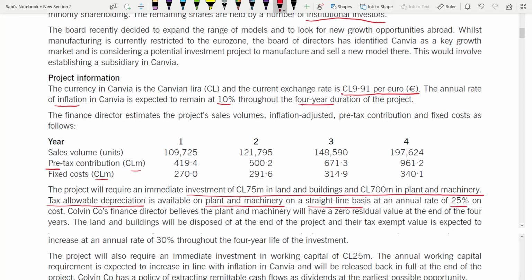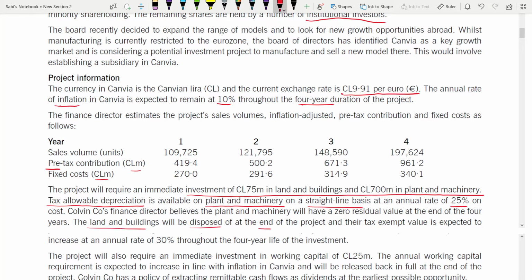So on cost, Colvin's finance director believes that the plant and machinery will have a zero residual value at the end of the fourth year. The land and buildings will be disposed at the end of the project, and their tax exempt value is expected to increase at an annual rate of 30% throughout the 4-year life of the investment. Please read this line again. It's not easy to understand. Land and buildings will be disposed at the end of the project.